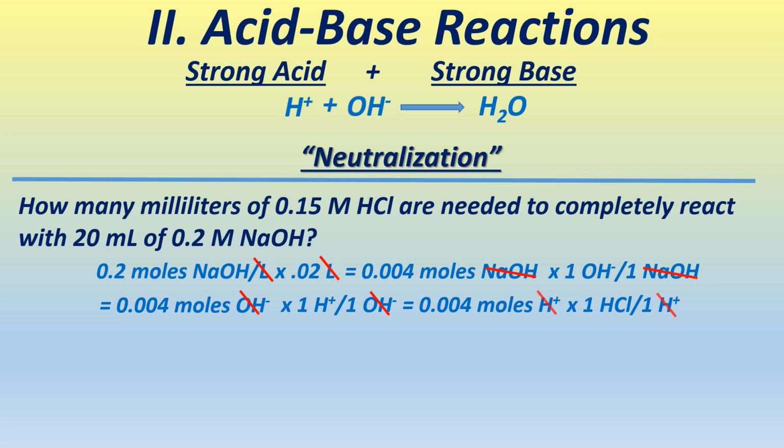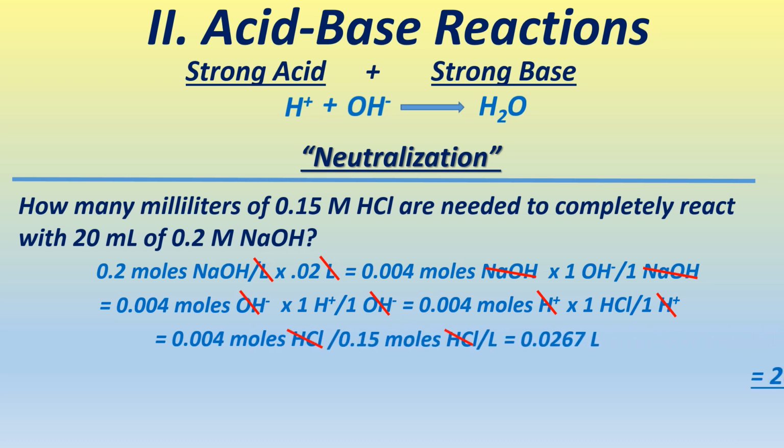and my 0.004 moles of H plus are coming from HCl, which has 1 H plus. Therefore, to completely react with 20 milliliters of a 0.2 molar sodium hydroxide solution, I would need 0.004 moles of HCl at 0.15 moles per liter. That would give me 0.267 liters, or 26.7 milliliters.